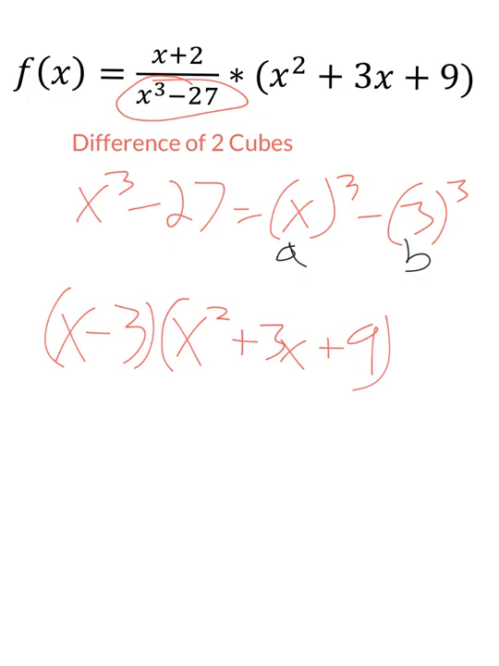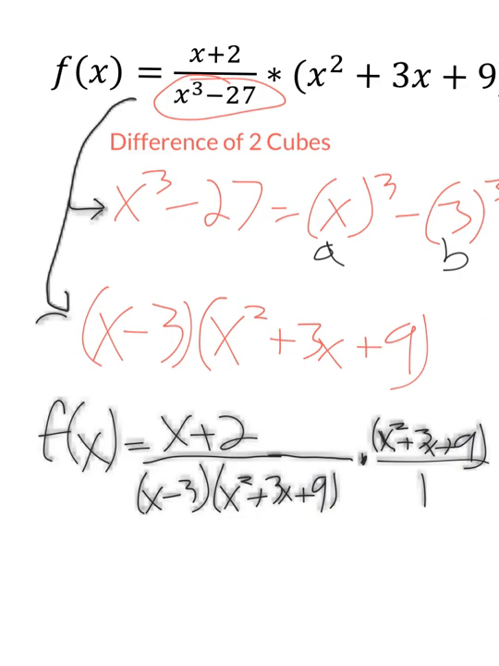So let's write how it's going to look when I have that factored. Okay, so I basically just rewrote this into this, and then I just threw this over 1. Now, when we multiply, this will be on top, and it'll cancel with that. So our final answer here is going to be f of x equals x plus 2 over x minus 3 times 1, so that's just x minus 3.